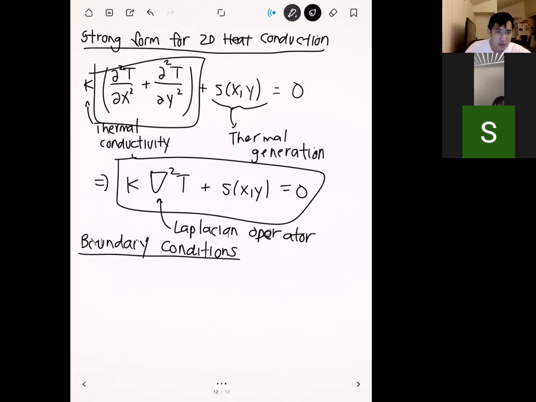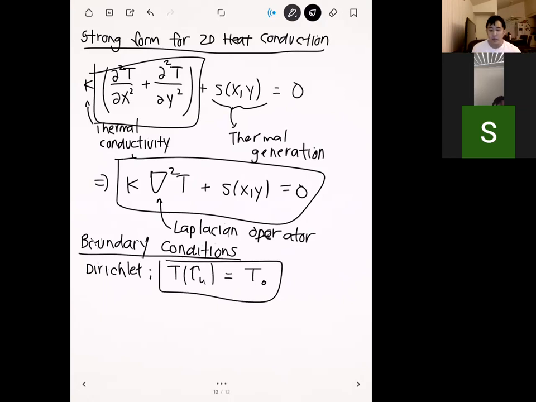And so our boundary conditions are given by the following. Let's start with a Dirichlet boundary condition. The way we specify a Dirichlet boundary condition is just the same. If we take T and evaluate it at our Dirichlet boundary, which is given by gamma u, that makes it so that we specify T as some specified temperature T naught.